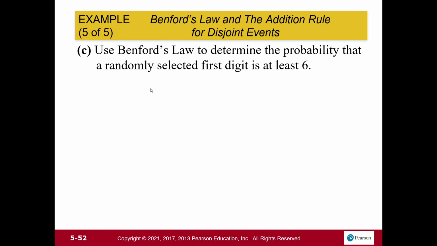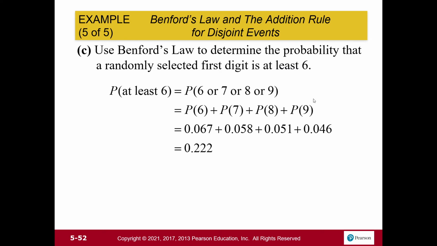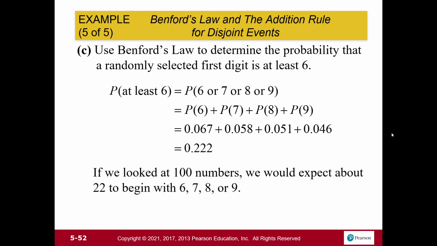So here it says use Benford's law to determine the probability that a randomly selected first digit is at least 6. Now, at least meaning 6 or more. So this is really just the probability of 6 or 7 or 8 or 9, and you would total those probabilities, and this is what that would mean. So it's a 0.22 chance of getting a first digit of at least 6.